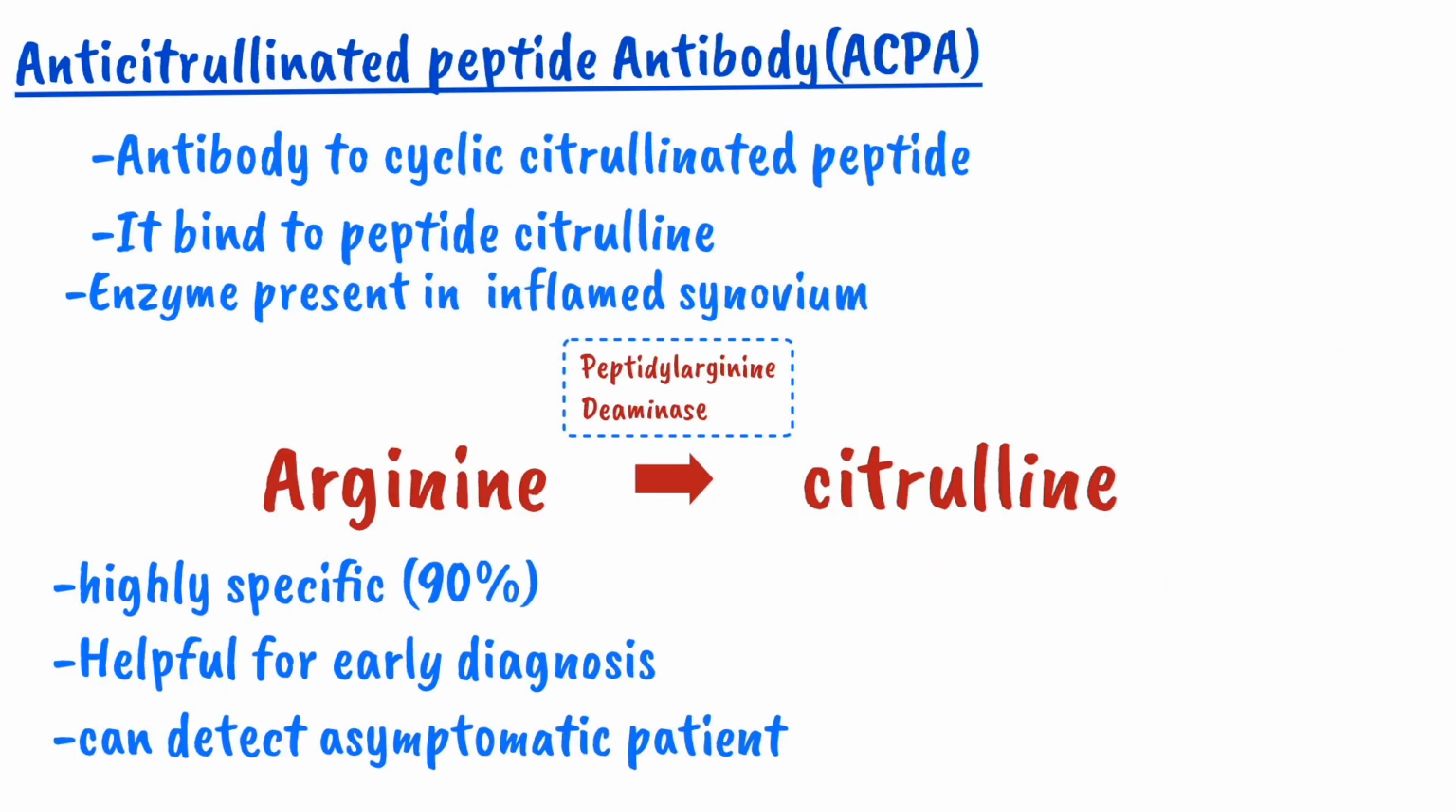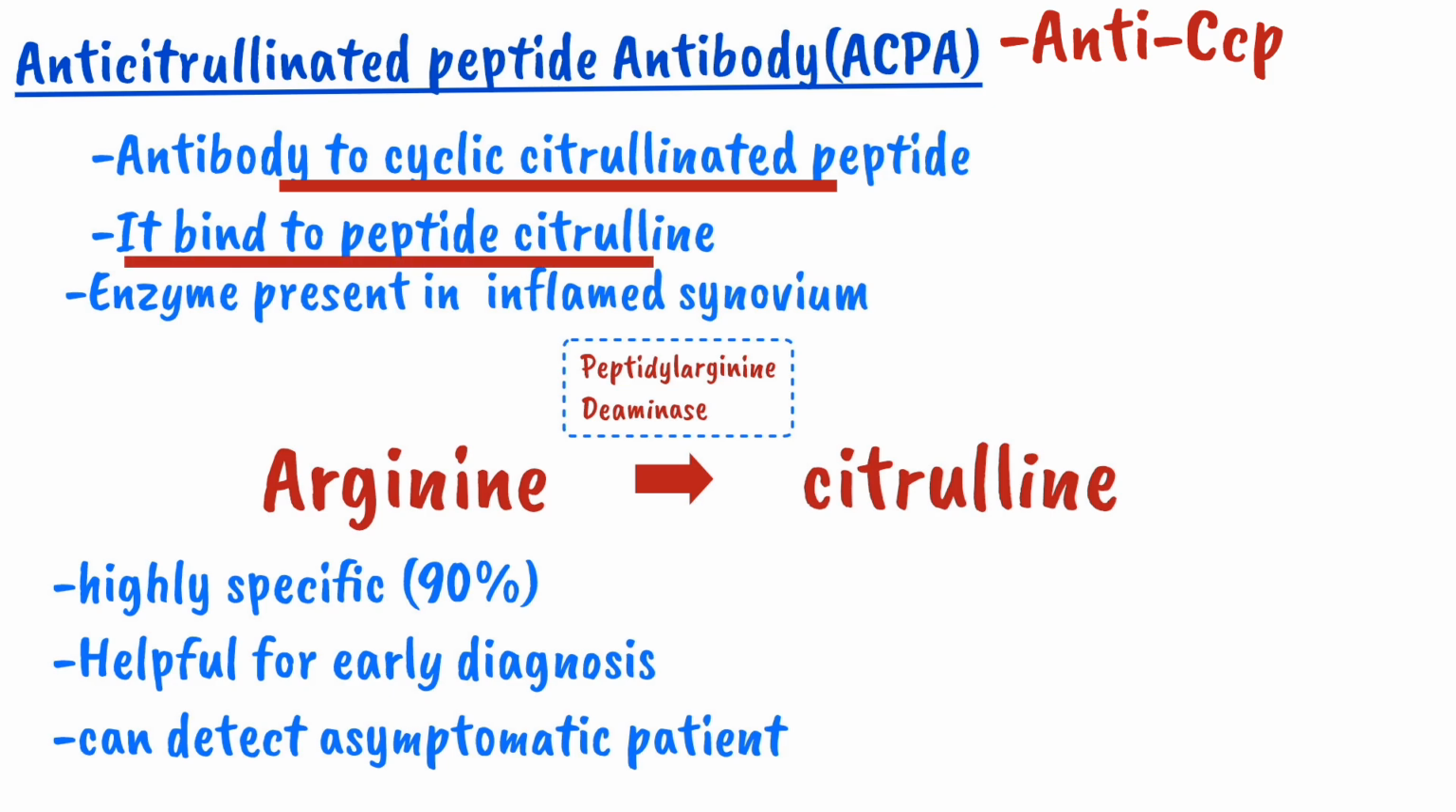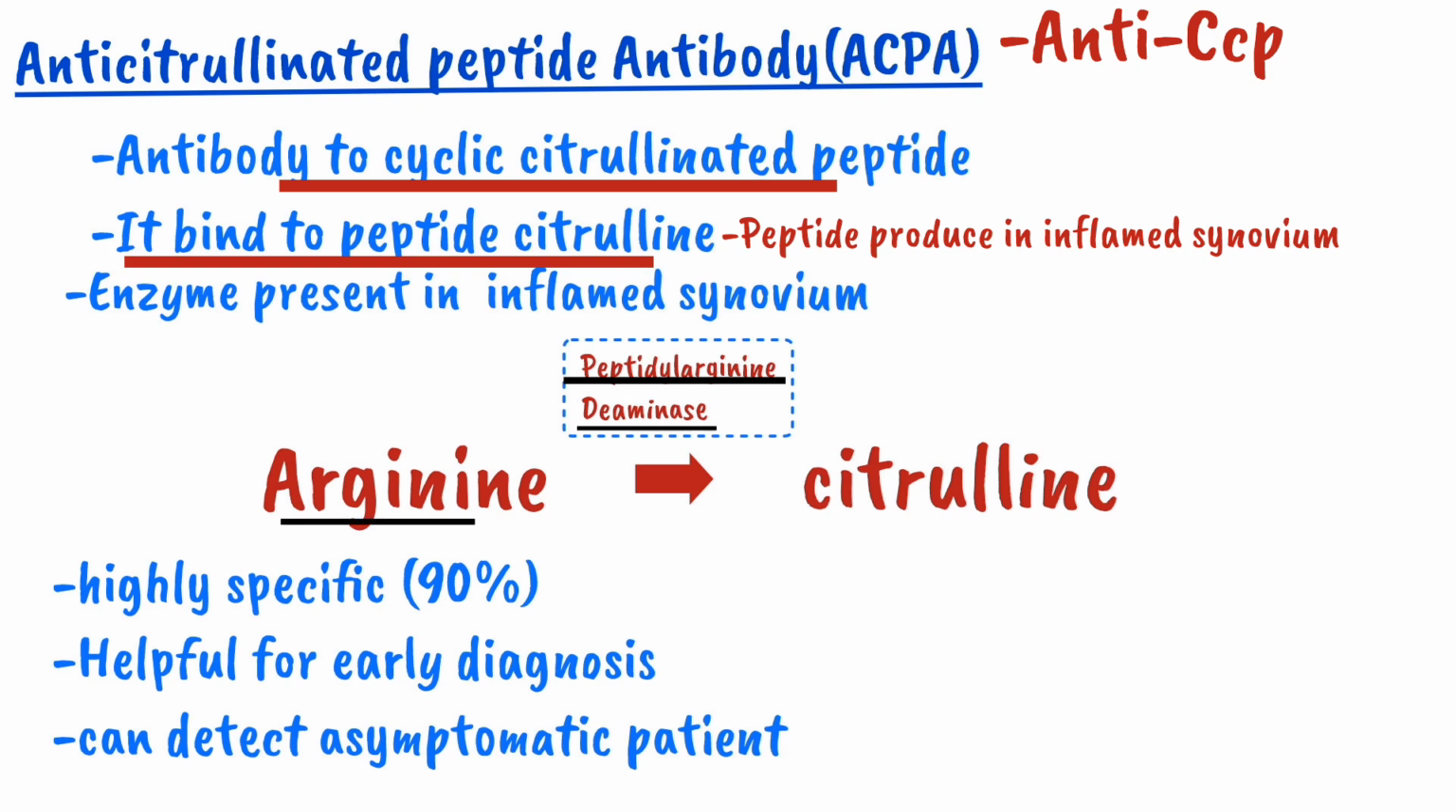The next most common diagnostic test performed for rheumatoid arthritis is the anti-citrullinated peptide antibody, also called the anti-CCP antibody. It is an antibody to a cyclic citrullinated peptide. It binds to a peptide citrulline. What is citrulline? Citrulline is a peptide which is produced from arginine in inflamed synovium. Remember that in inflamed synovium there is a high amount of the enzyme peptidyl arginine deiminase. This enzyme will convert the arginine to citrulline, and the anti-citrullinated peptide antibody will bind to the citrulline.